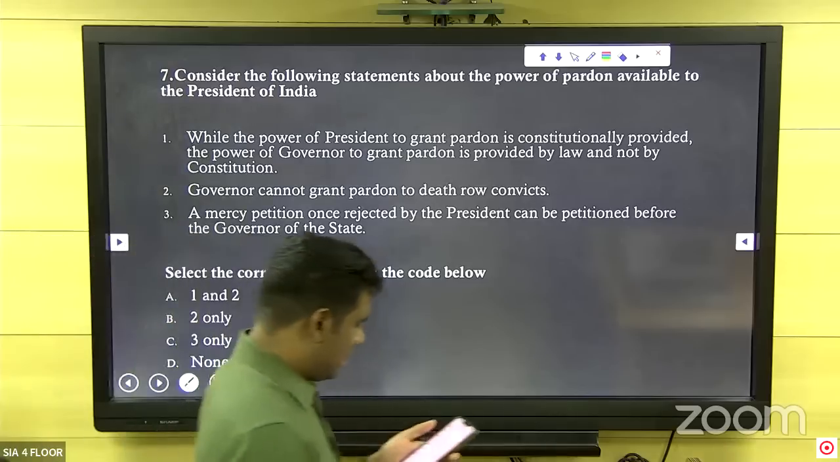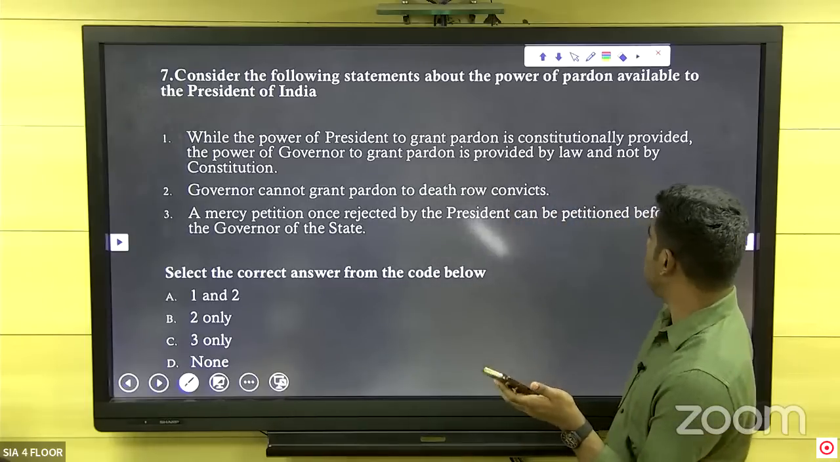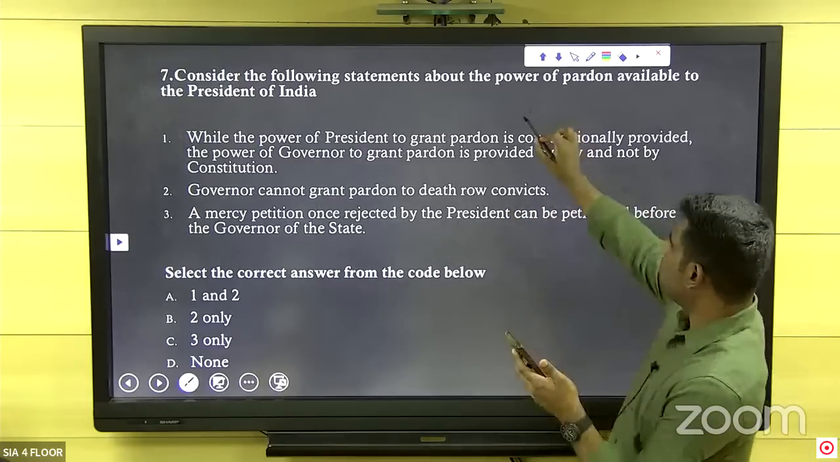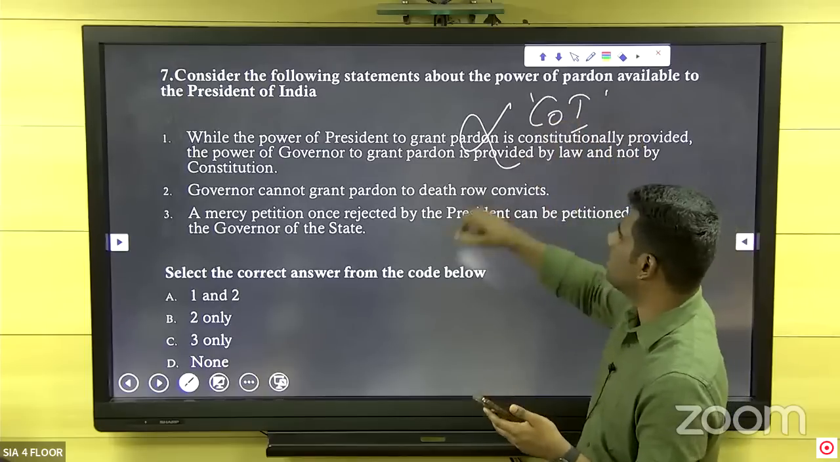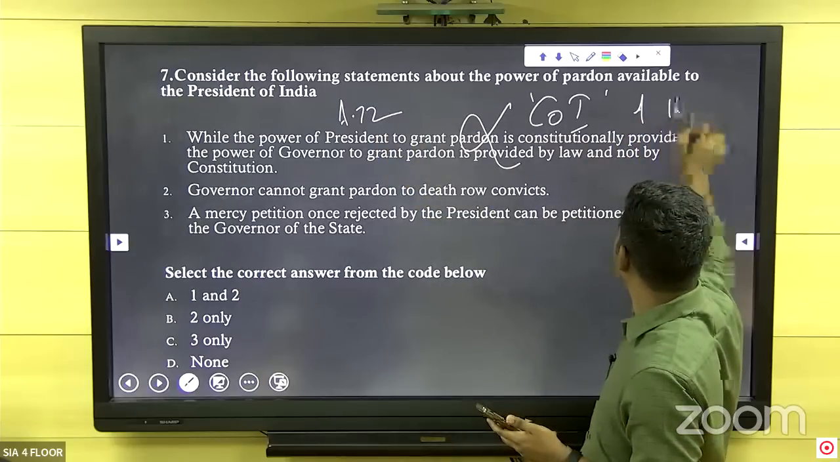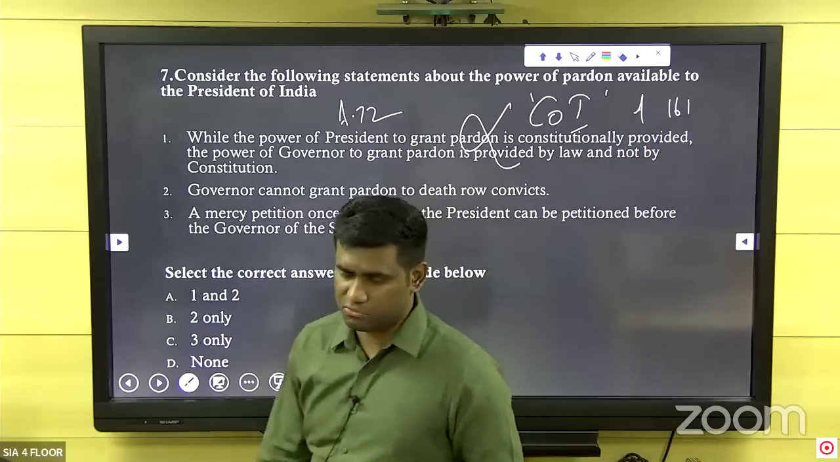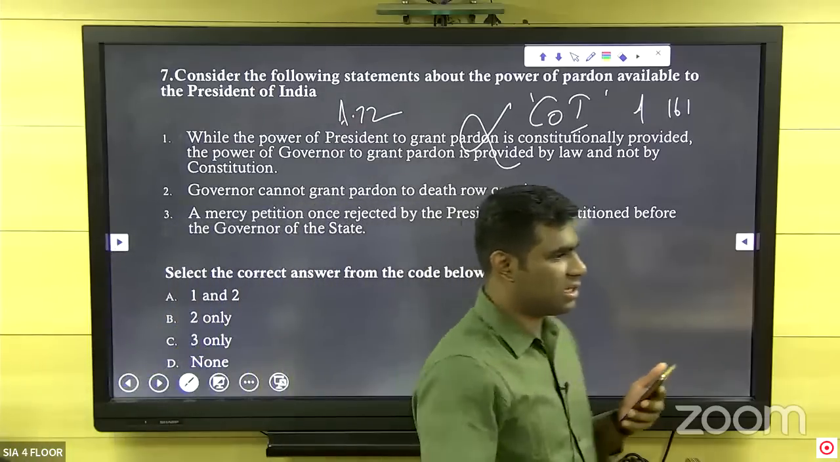Okay, no right answers until now. It's all wrong. Okay, you all know this is a wrong statement. Both are powers given under the Constitution. One is Article 72, the other one is Article 161. So these are constitutionally sanctioned powers in the hands of the head of the executive of both the union and the state governments. Okay, the first statement is wrong.